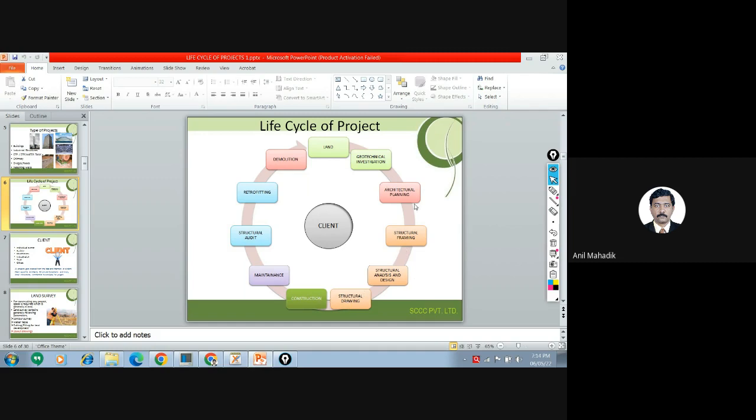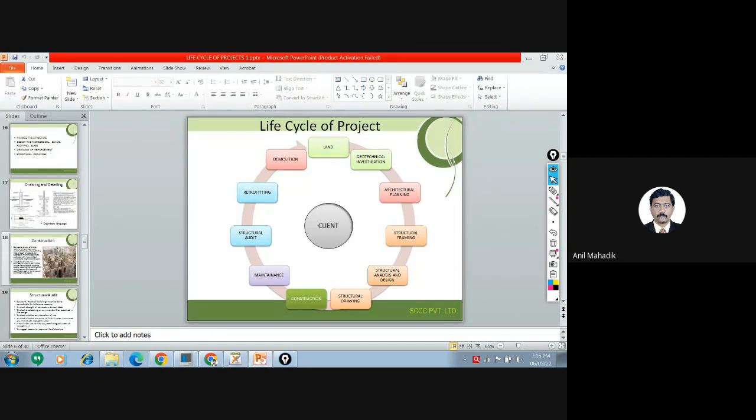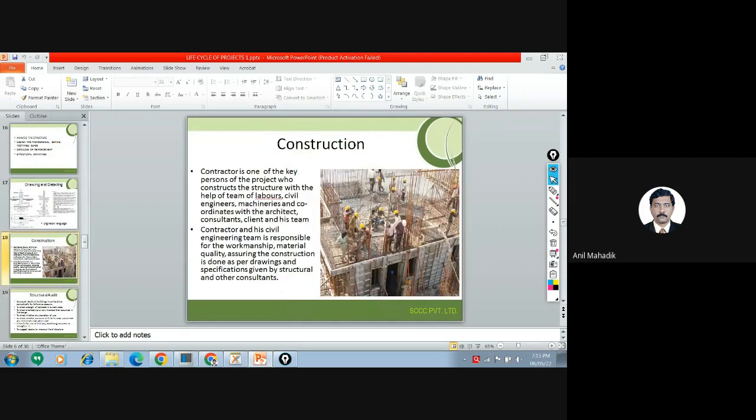Once the drawings are received by the contractors, they start constructing the structure or building. And we'll go to the construction part then. After the planning is done, we need to do the construction of the project. So can anybody tell me what is required in the construction of any structure, let's say a building?